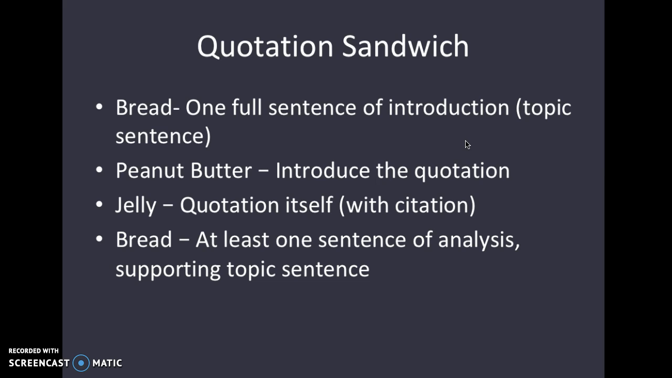Finally, you need one last piece of bread. At least one sentence of analysis supporting topic sentence. So this is where your paragraph sort of comes full circle. You're referring back to the first piece of bread, the first sentence that you introduced, where you made your claim clearly, but you're also going back and reading the quotation and showing us what you're trying to draw out from that quotation.